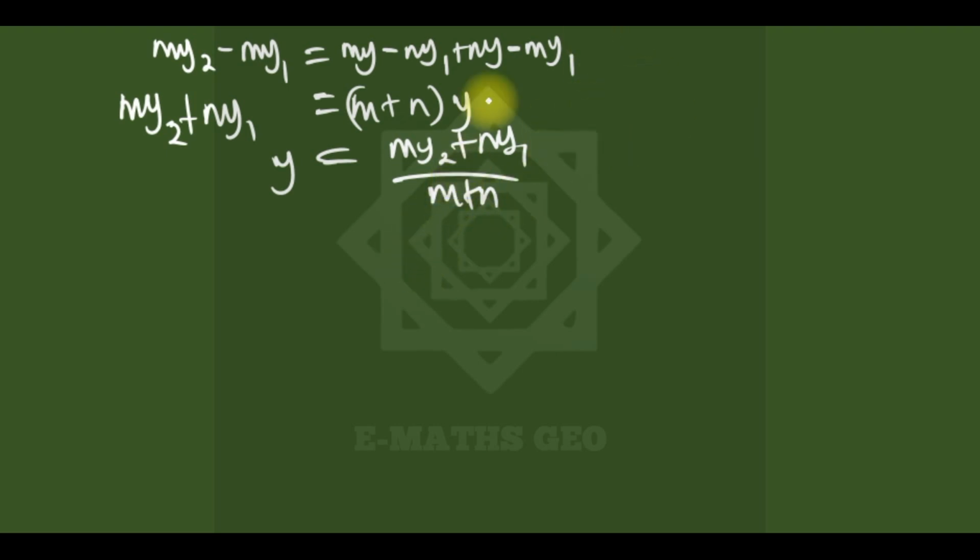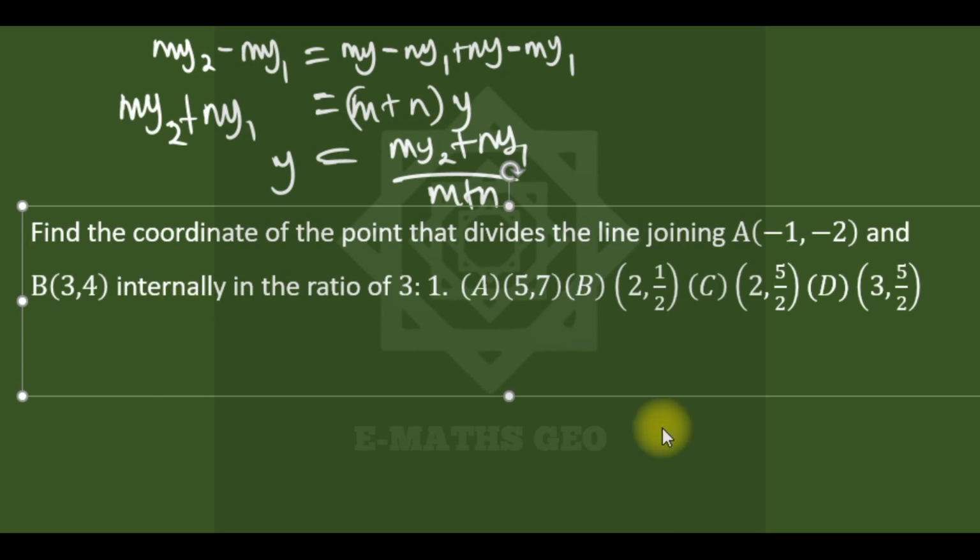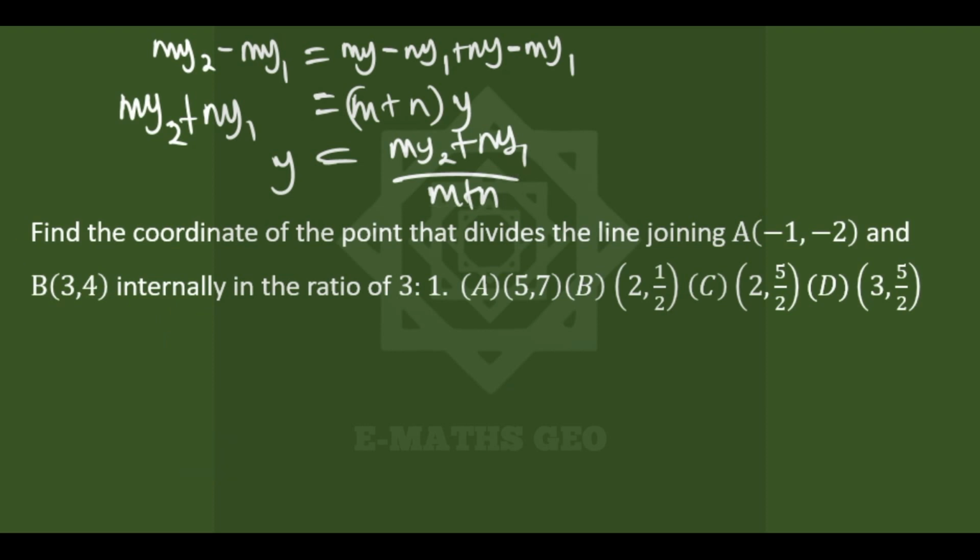So let's now solve an example on that. If you are given this question: find the coordinate of the point that divides the line joining this and this internally in the ratio 3:1. As you can see, this is x1, y1, this is x2, y2, and our m is 3 and n is 1, that's m is to n.